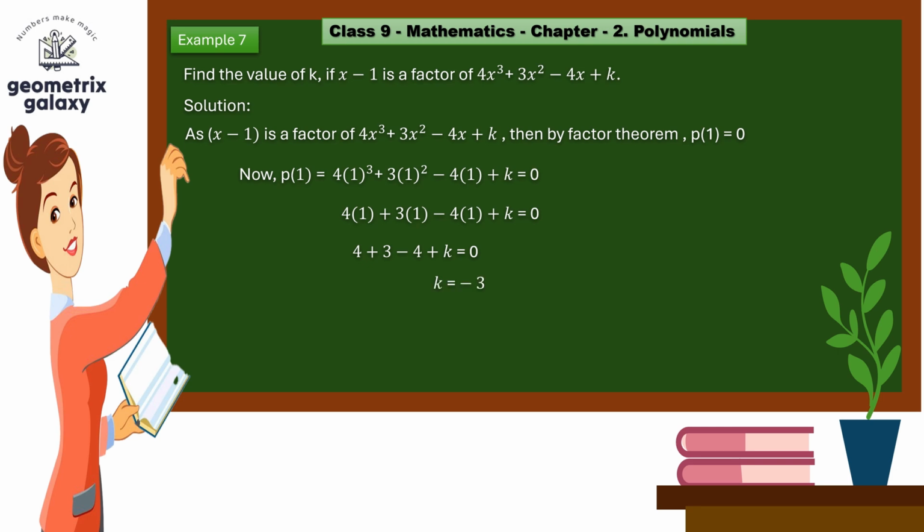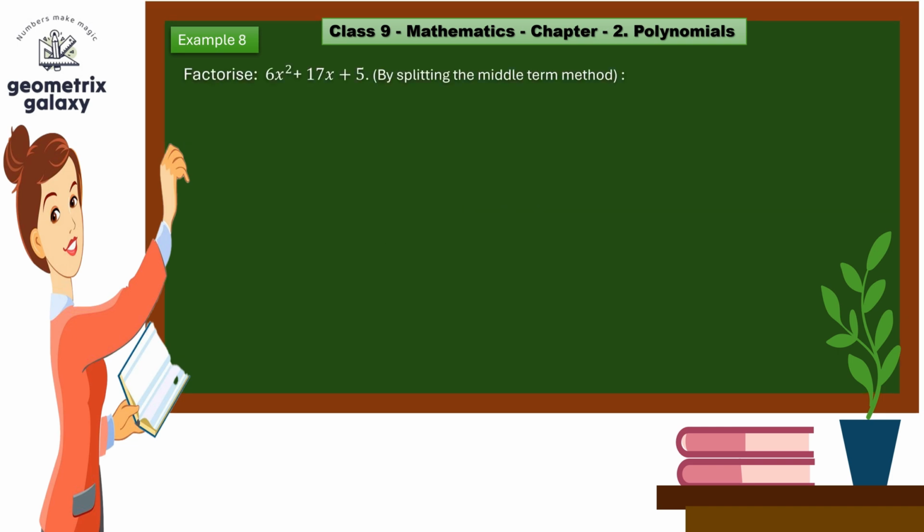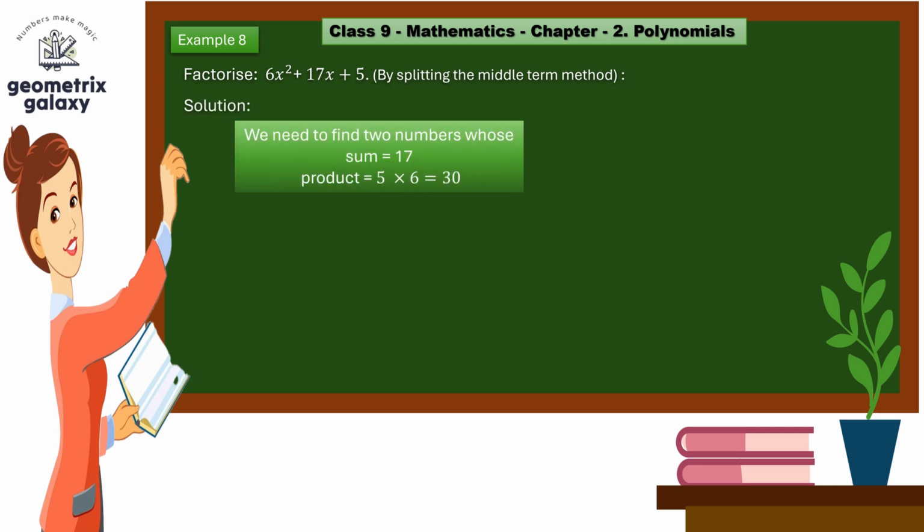Therefore, the value of k is minus 3 if x minus 1 is a factor of polynomial 4x cube plus 3x square minus 4x plus k. Now let us see what is example 8. Factorize 6x square plus 17x plus 5 by splitting the middle term method.